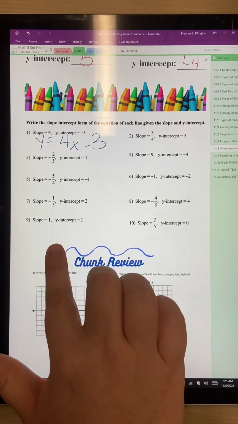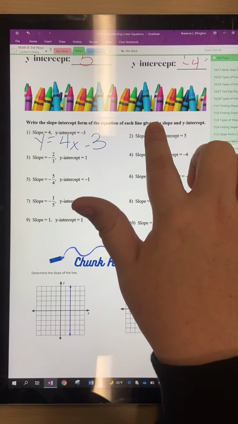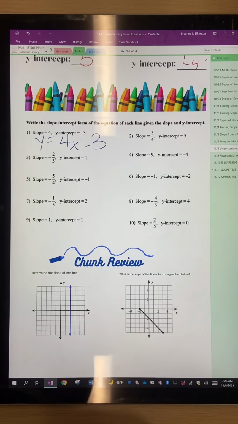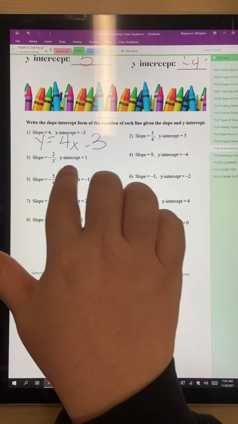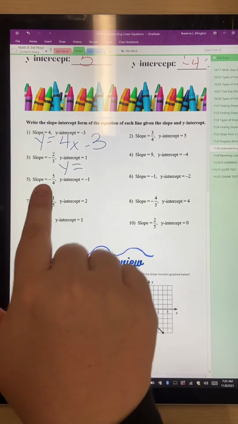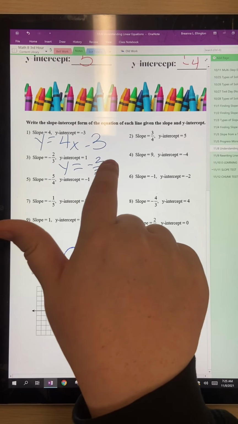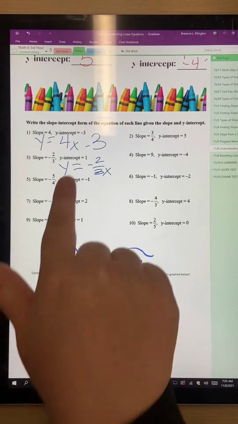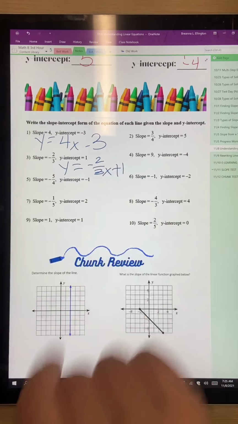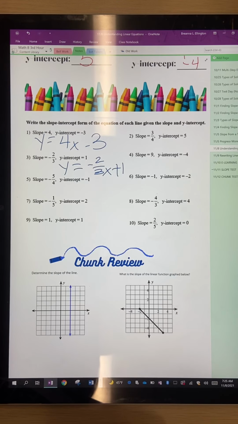I'm going to do these, and then I'm going to give you some time to do these, and then we can go over those answers, okay? So you're going to put y equals, your slope is negative 2 over 3. So negative 2 over 3x. And your y-intercept is 1, so plus 1. That's all we're doing.